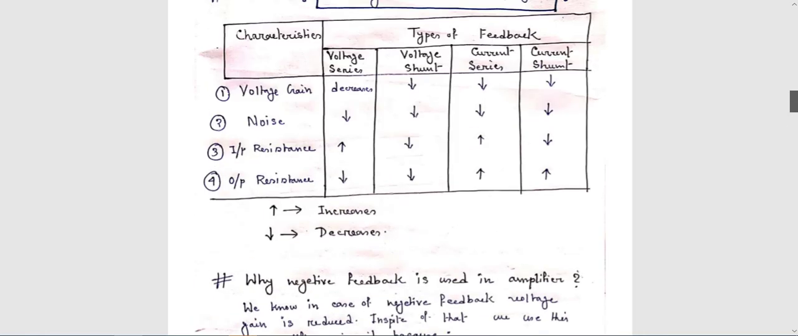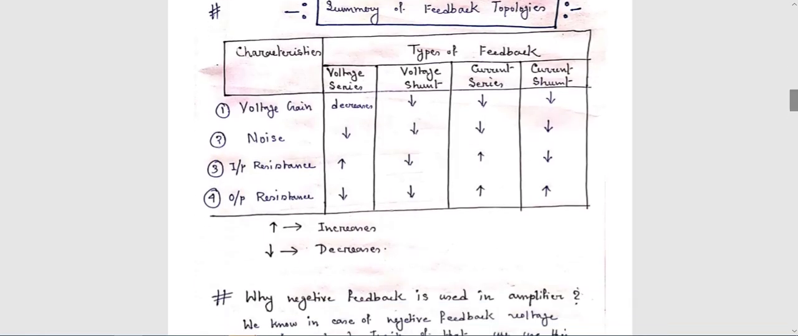Now come to this stable part. So this is the characteristics difference between the characteristics of these four topologies. In case of voltage series, voltage shunt, current series, or current shunt, it is seen that voltage gain is decreased.